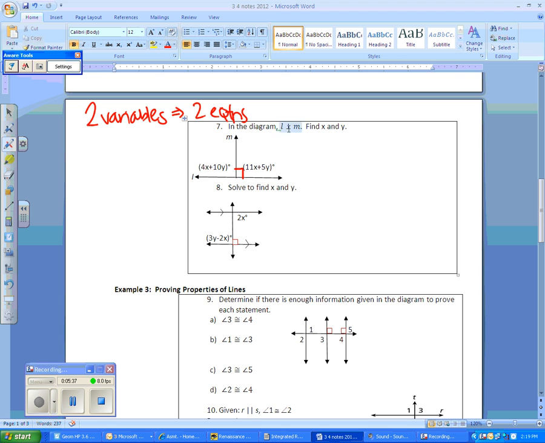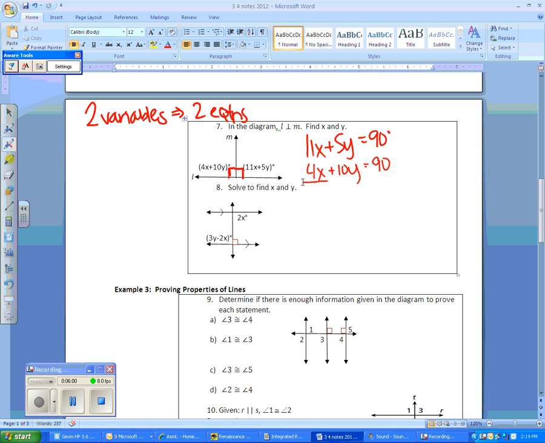Well, I already told you, since it's perpendicular, that they meet at right angles. So I could say that this 11x plus 5y equals 90 degrees. And since it's also perpendicular, this is also 90 degrees, right? These are a linear pair, so they add up to be 180, so they're both 90 degrees. So I could also say that 4x plus 10y equals 90.